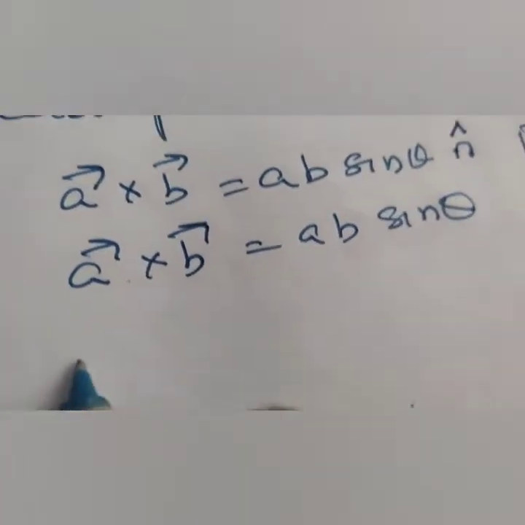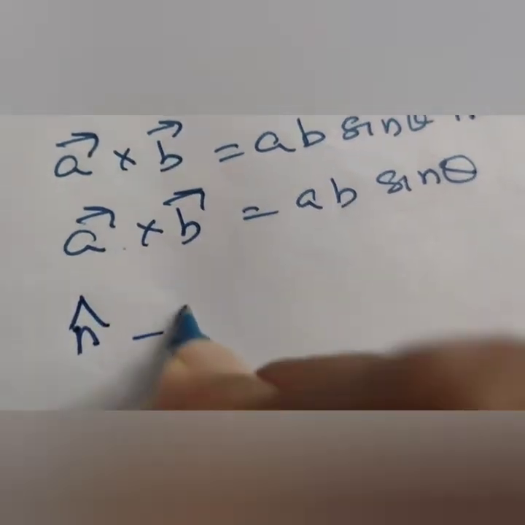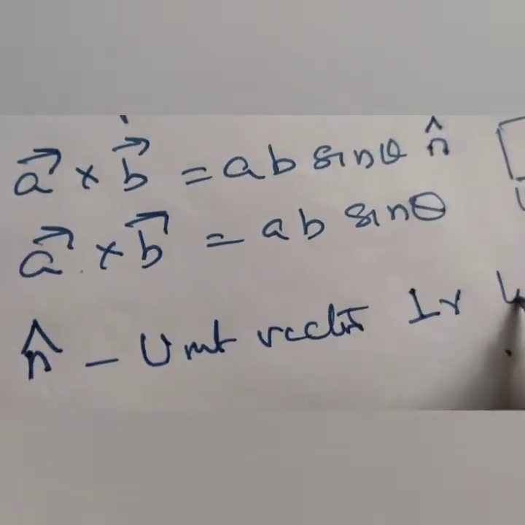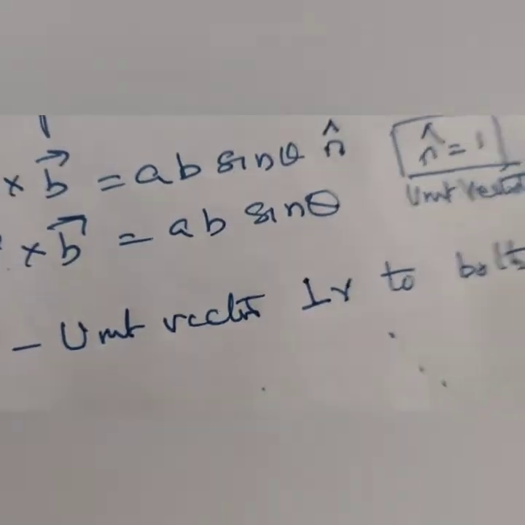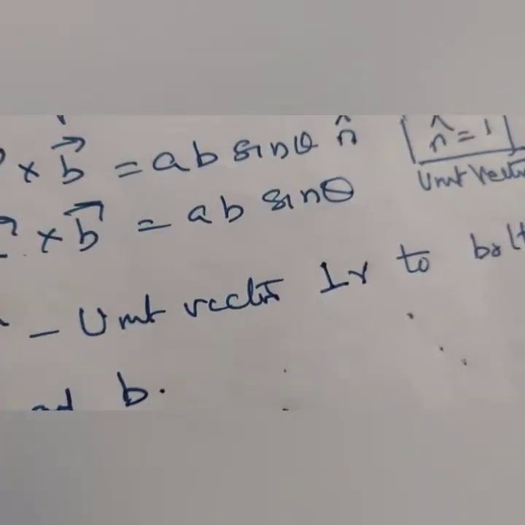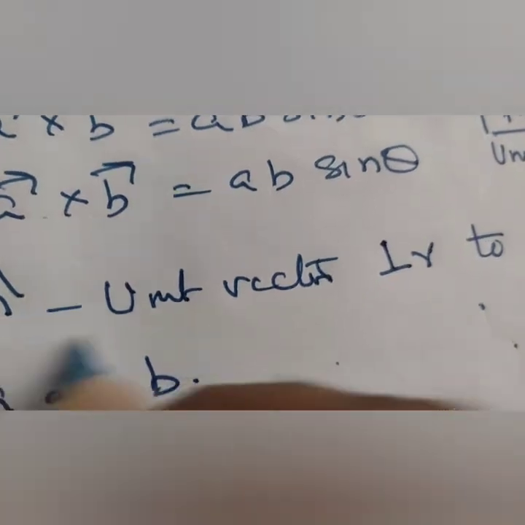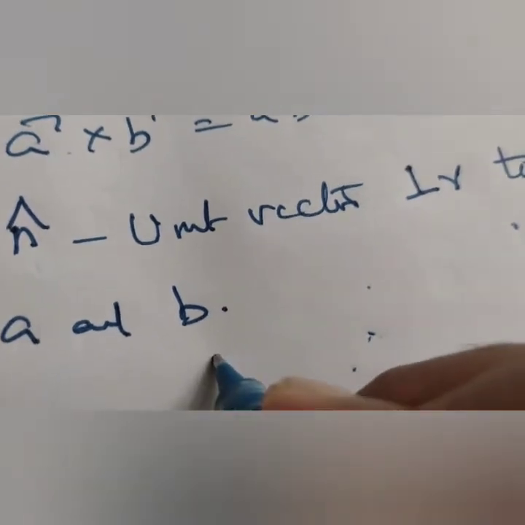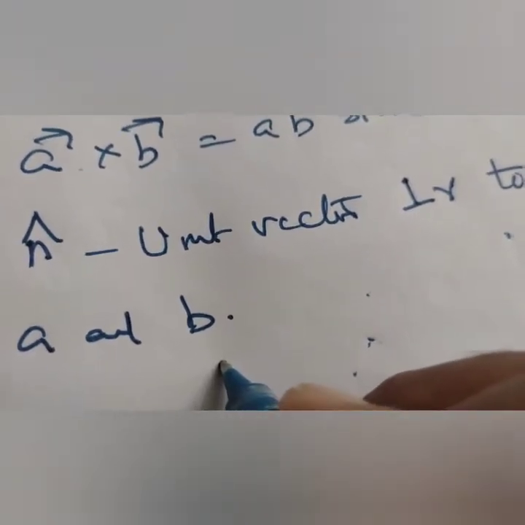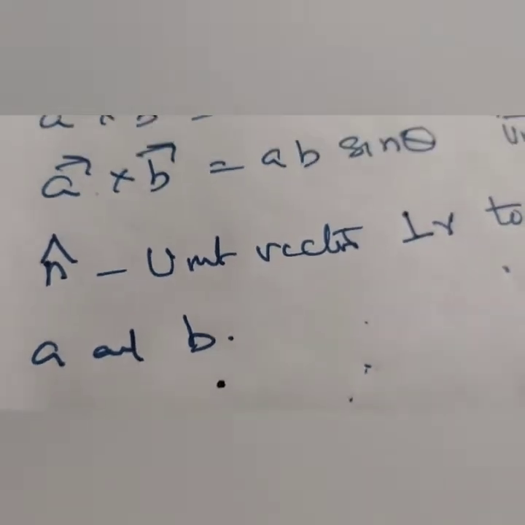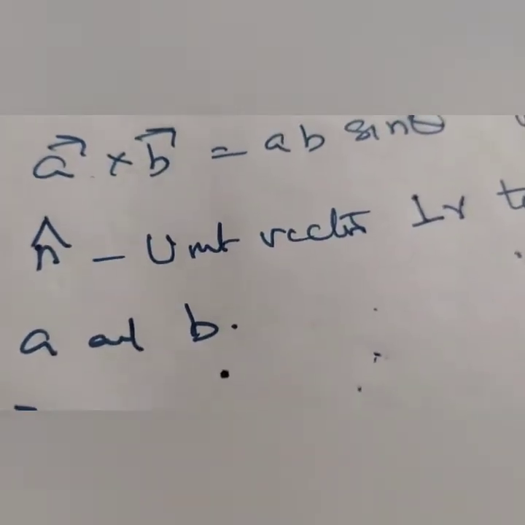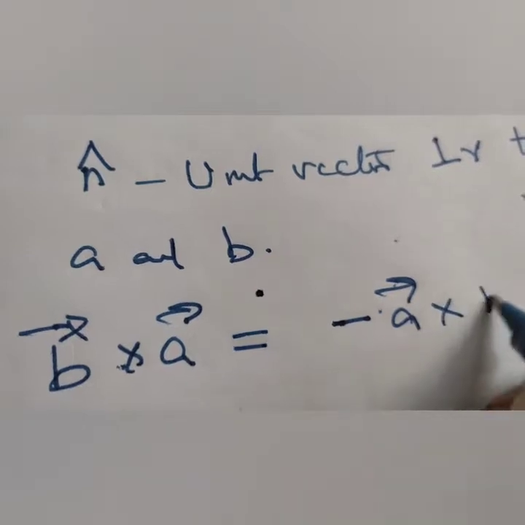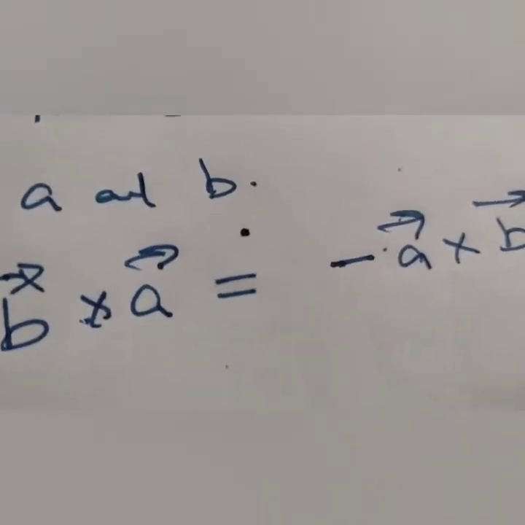Remember here, n is a unit vector perpendicular to both A and B. If A and B are two vectors, n is a unit vector perpendicular to both A and B. Now B cross A equals, remember this also, B cross A is minus A cross B.